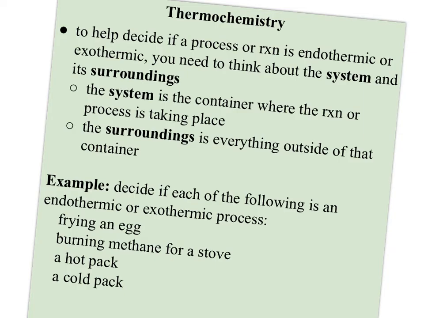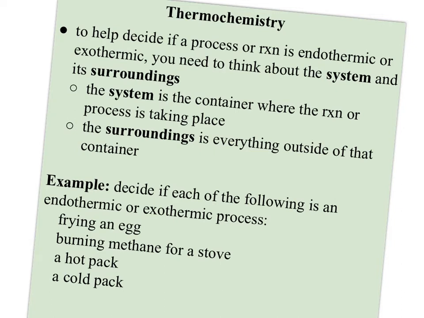So when you're talking about a process or reaction, how do you decide if it's endothermic or exothermic? Well, you really need to be able to think about things as the system and its surroundings. And by system, we mean the container where the reaction or process is taking place. So it could be your test tube or your beaker. But the surroundings then is everything outside of that container. So let's look at some examples here. Decide if each of the following is an endothermic or exothermic process.